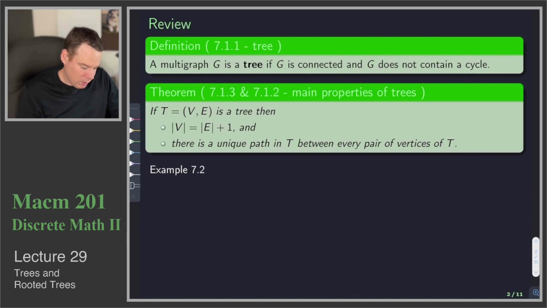The other property of trees that we discovered was that there is a unique path between every pair of vertices. So because a tree is connected, we know there is a path between any two vertices. But for a tree, that path is unique.